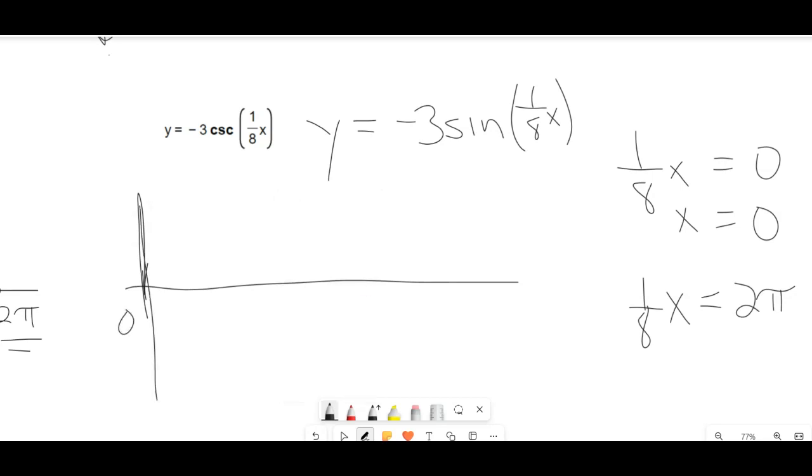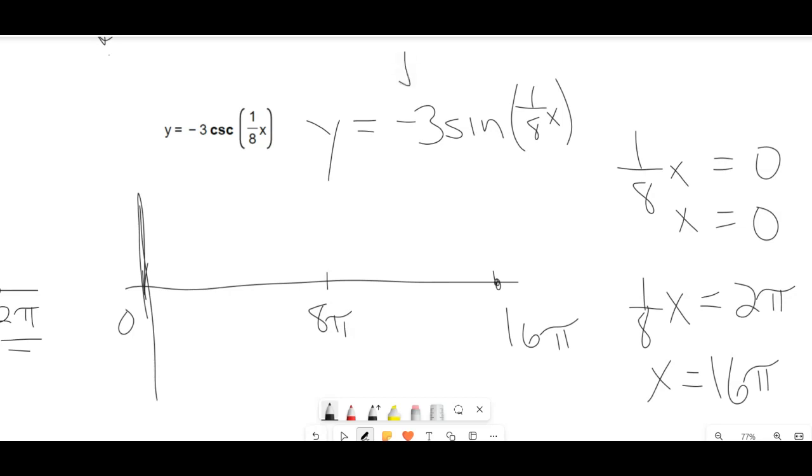And then this other one happens if I multiply both sides by 8 to get rid of that 1/8. I'll have a 16 pi. So this right end is going to be at 16 pi. And so we're going to leave the midline at 0. We're going to return to the midline halfway between these two at 8 pi. And then we're going to return to the midline again at 16 pi.